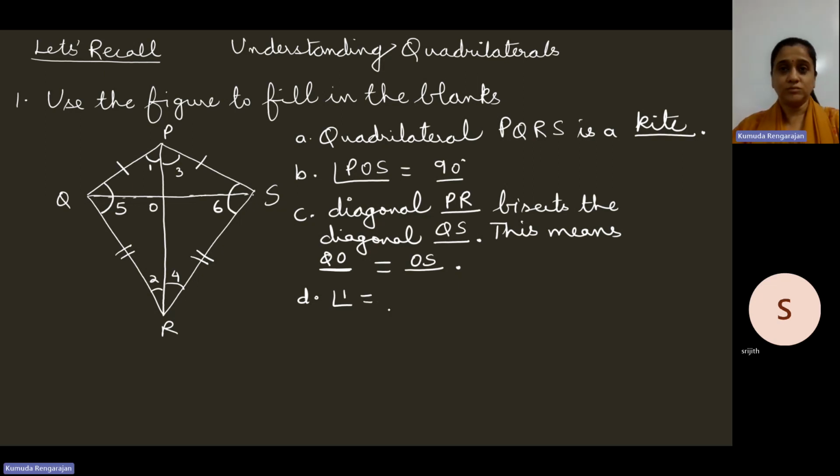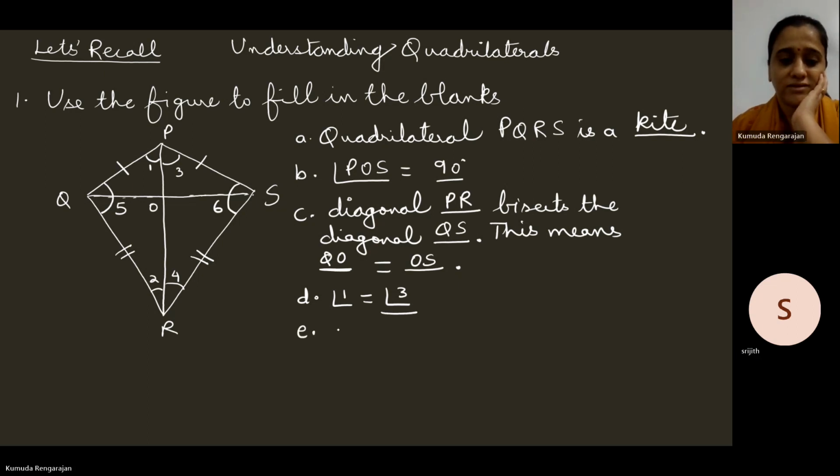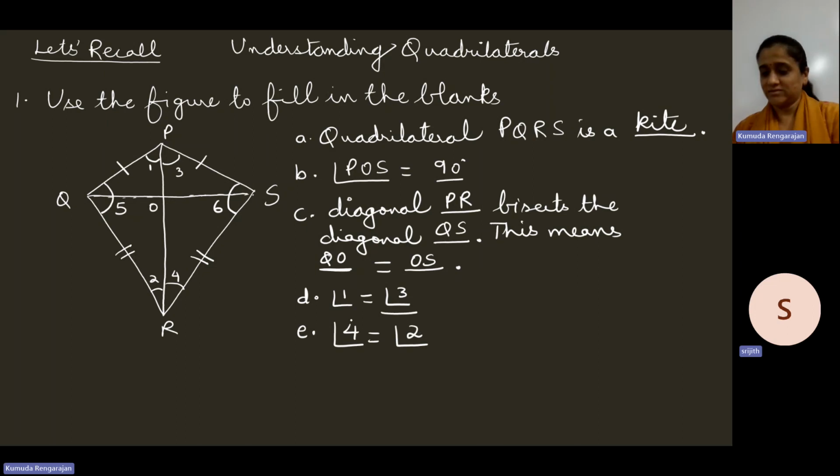Angle 1 is equal to angle 3. Very good. Angle 4 is equal to angle 2. Correct. Then tell me one more pair of equal angles, Srijit. Ma'am, 5 and 6. Angle 5 is equal to angle 6.